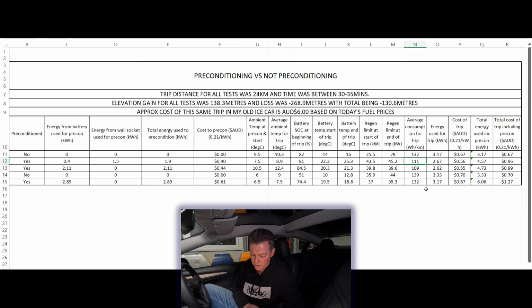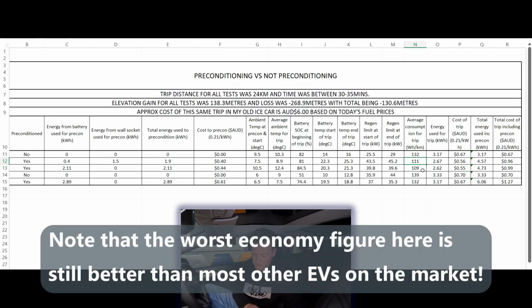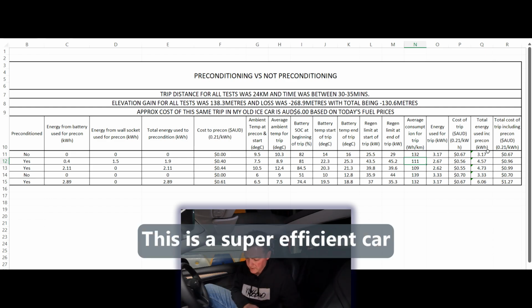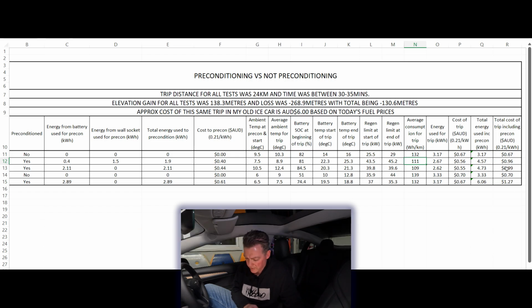It's not going to take long for the car to warm up. And if you were to do 2 tests, preconditioned or not, over a long drive, I think the figures are going to be very similar. Not that they're massively different here. So you can see here then total cost of the trips. We're not seeing a massive difference there.